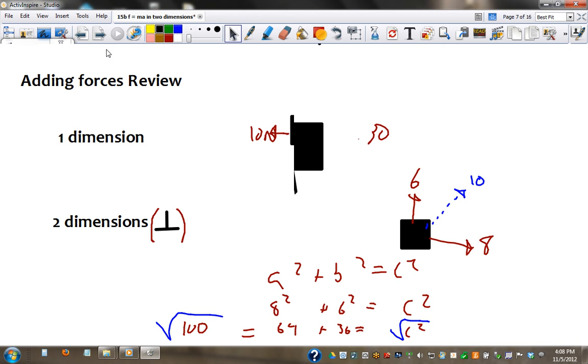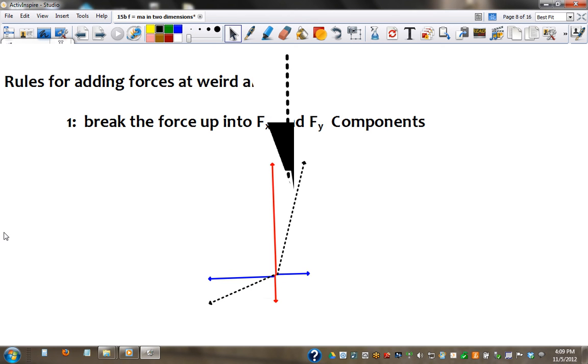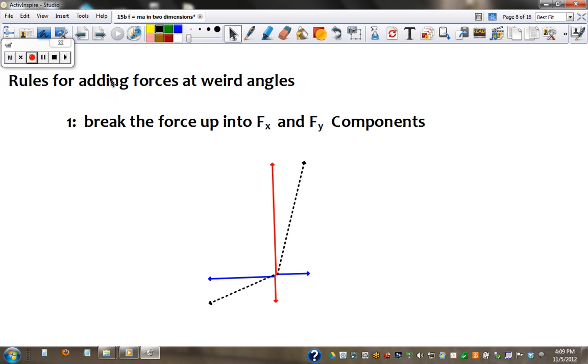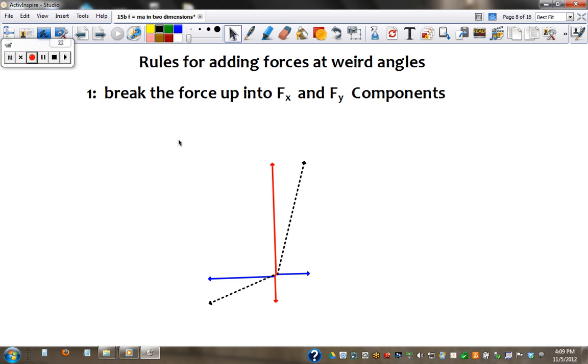But what if it's not at a friendly angle? What if we have one that's nice, but one that's kind of not playing very fair, like 8 degrees right here? We can't really add them up. We have to go through the following steps. Okay, step 1. So write these down. Rules for adding forces at weird angles. Number 1, break up the forces into x and y components.